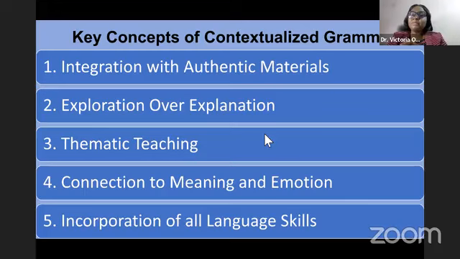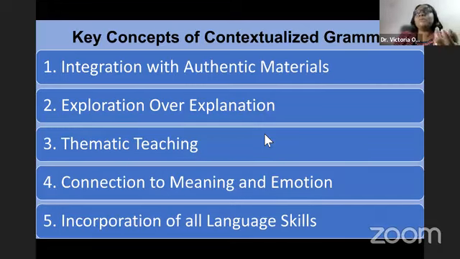The last but not least of these concepts has to do with incorporation of all language skills. Contextualized grammar is so beautiful that by the time you are done teaching just one set of rules, what the students would have done is to imbibe all the various language skills. So it is not just about rules. It involves speaking, it involves reading, it involves writing, it involves listening activities. So all the other language skills are incorporated in one lesson that you are teaching, and that makes it more interesting. So the key concept is, let's use authentic materials.